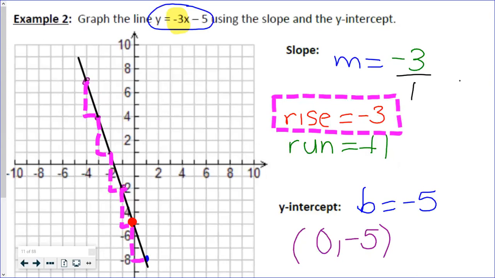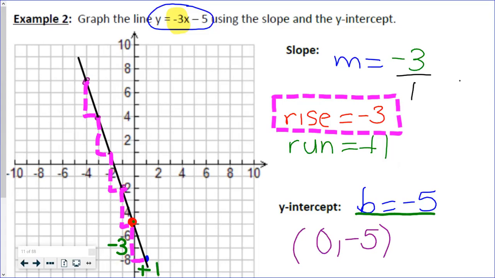Graph the line -3x minus 5 using the slope and the y-intercept. So if my slope is -3 over 1, that actually means my rise is -3, my run is +1. So when I'm starting from my starting point, being the y-intercept, I'm going to go from my y-intercept -3, +1. Down by 3, right by 1.